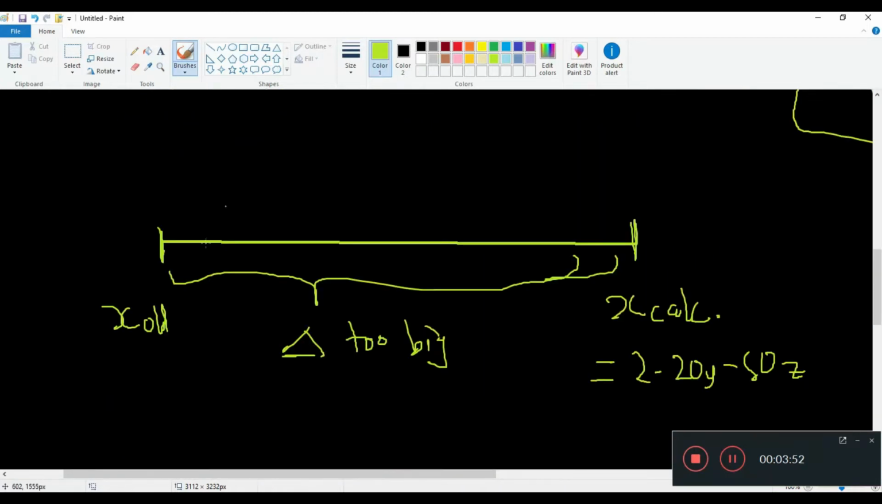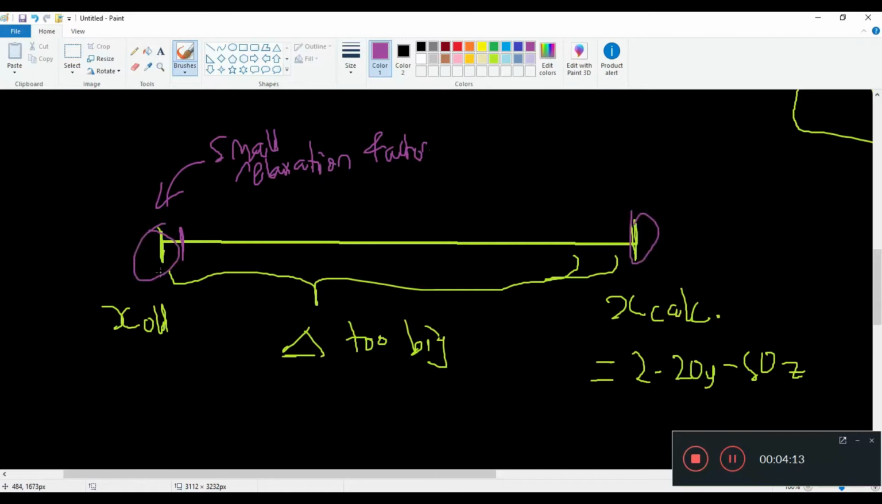So what does that mean? Your weighting factor is more towards the x old, so you have a small relaxation factor. Between your x calc and x old, this will become x new. It will take most of the value of x old and very little of the value of x calc, and nevertheless it will shift forward just a little bit.